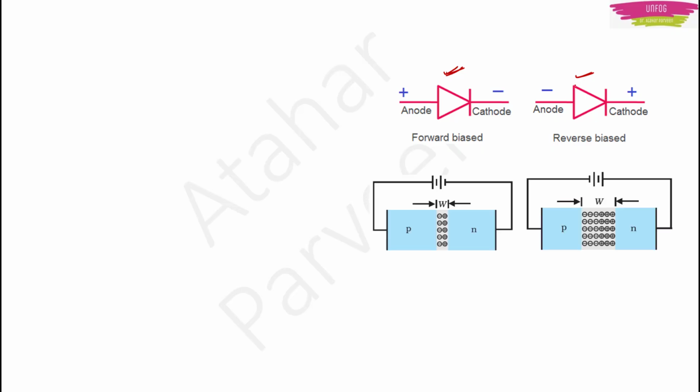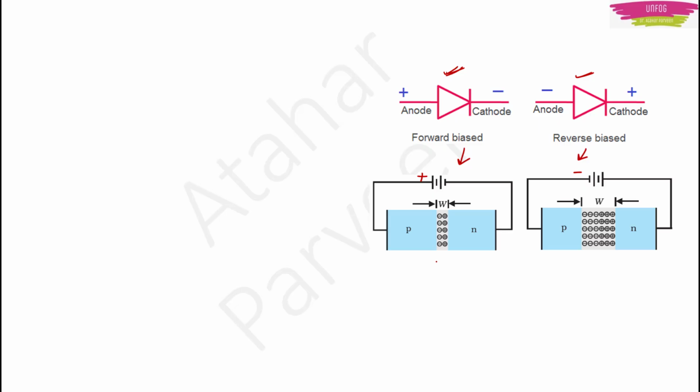Okay. Now assume that this is put in a circuit. The P region should be connected to positive. The anode should be connected to the positive terminal. Then it is a forward bias PN junction diode. If that P type, that anode, is connected to the negative terminal of the battery, then it will be a reverse bias. Okay, this you have to remember.